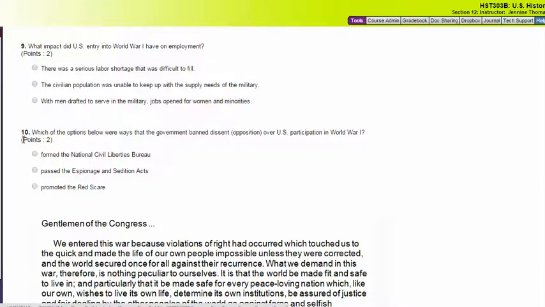Number 10, which of the options below were ways that the government banned dissent or opposition over U.S. participation in World War I? They formed the National Civil Liberties Union, or Civil Liberties Bureau, passed the Espionage and Sedition Acts, or the last option, promoted the Red Scare.